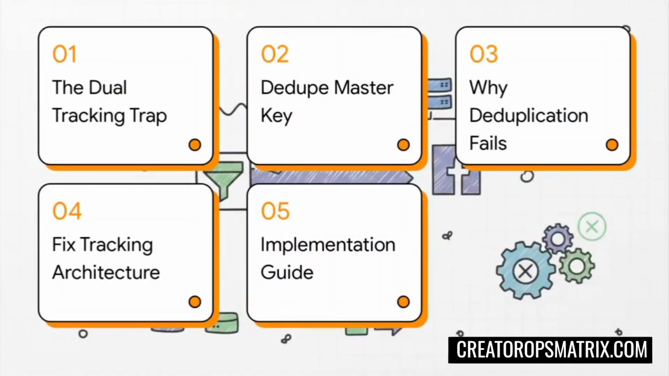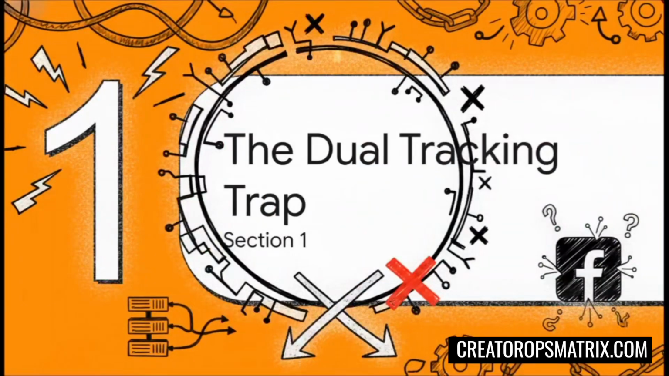Here is our quick roadmap for today. 1. The dual tracking trap. 2. The duplication master key. 3. Why duplication actually fails. 4. Fixing your tracking architecture. And 5. The ultimate implementation guide. Let's go. Part 1. The dual tracking trap.